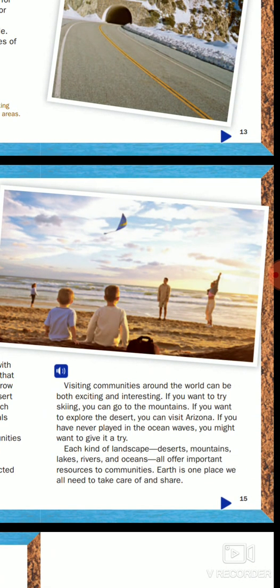Visiting communities around the world can be both exciting and interesting. If you want to try skiing, you can go to the mountains. If you want to explore the desert, you can visit Arizona. If you have never played in the ocean waves, you might want to give it a try. Each kind of landscape, deserts, mountains, lakes, rivers, and oceans, all offer important resources to communities. Earth is one place we all need to take care of and share.